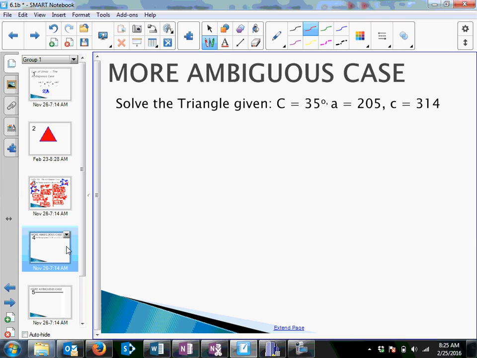Let's go ahead and do this example. So if you just want to draw your triangle, that's fine.